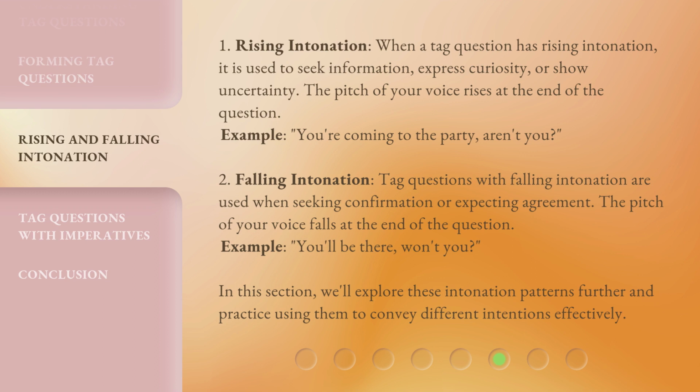2. Falling intonation. Tag questions with falling intonation are used when seeking confirmation or expecting agreement. The pitch of your voice falls at the end of the question. Example: "You'll be there, won't you?" In this section, we'll explore these intonation patterns further and practice using them to convey different intentions effectively.